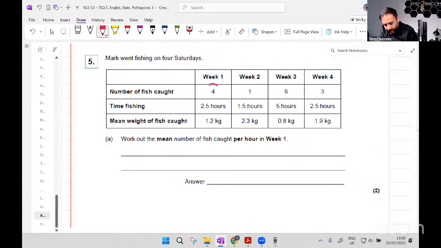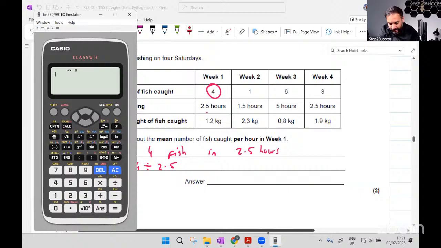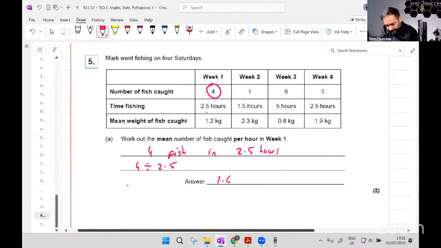Well, we caught 4 fish in 2.5 hours. So if I want to work out how many fish I caught per hour, wouldn't you just do 4 divided by 2.5? I think that's what you do. If I caught 4 fish in 2.5 hours, then I want to know how many I caught per hour, then do 4 divided by 2.5, and you get 1.6. So that would be the answer to that.